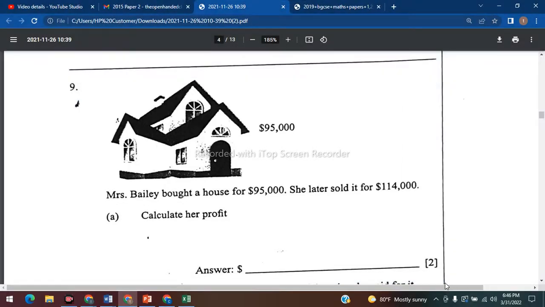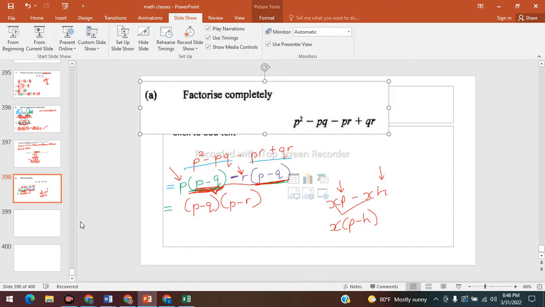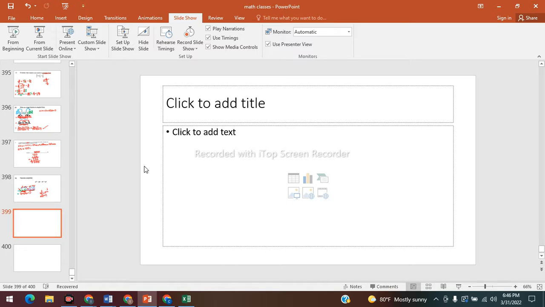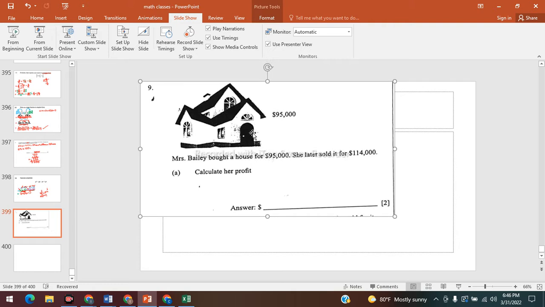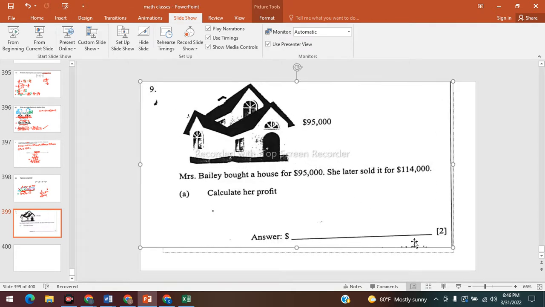So profit will be, by definition, what is profit? Anyone know? The money you make from something. Yeah, the money you make from something. So you bought some goods, and the money you made from selling those goods, minus the expense, is your profit. So try this one, and then tell me what you get when you get the answer.